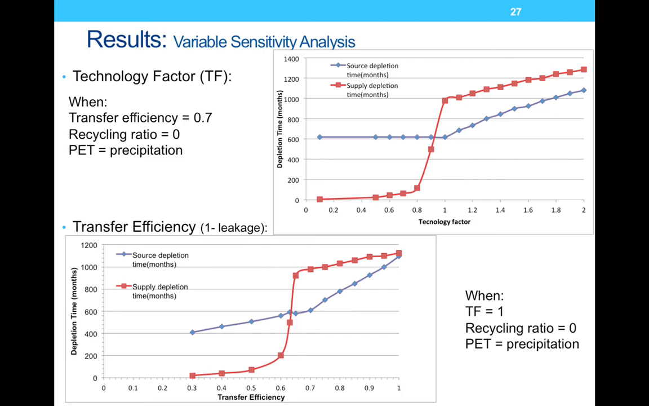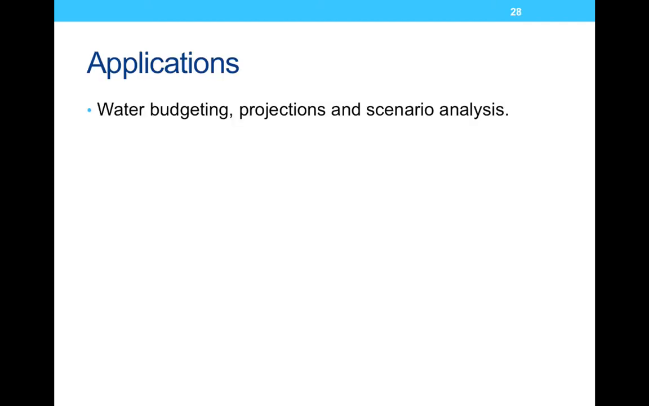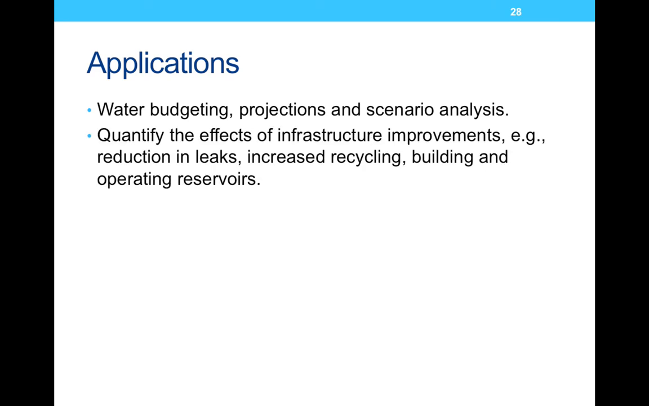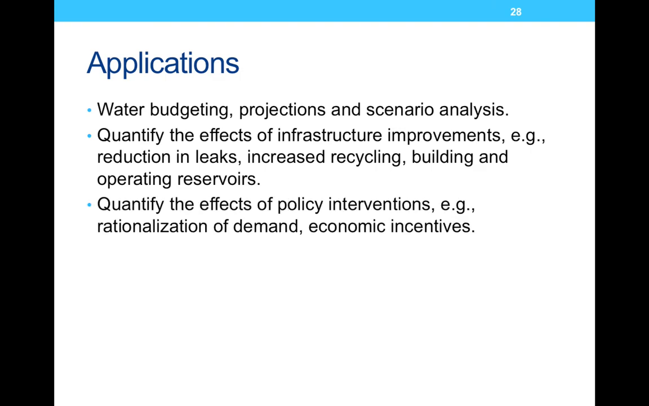Okay, and I'm going to point this out a little bit in my commentary for this lecture. In terms of applications of a model like this, water budgeting projections and scenario analysis like the ones I just showed you, you can quantify the effects of improving infrastructure. Imagine that you can reduce leaks, increase recycling, or build more supply by building more reservoirs and better operational reservoirs. That's the kind of thing you can do with a model like this, planning for that. You can also quantify the effects of softer policy interventions, like, for example, what happens if you rationalize demand?